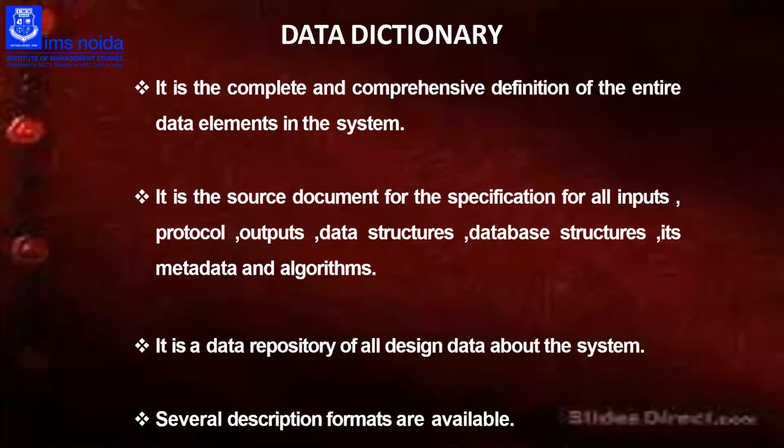Next is the data dictionary. It is the complete and comprehensive definition of the entire data element system. It is the source document for the specification for all input, protocol, output, data structure, database structure, its metadata and algorithm. Basically, a data dictionary is like a normal dictionary which contains all the information of the data process. It is the data repository of all design data about the system.